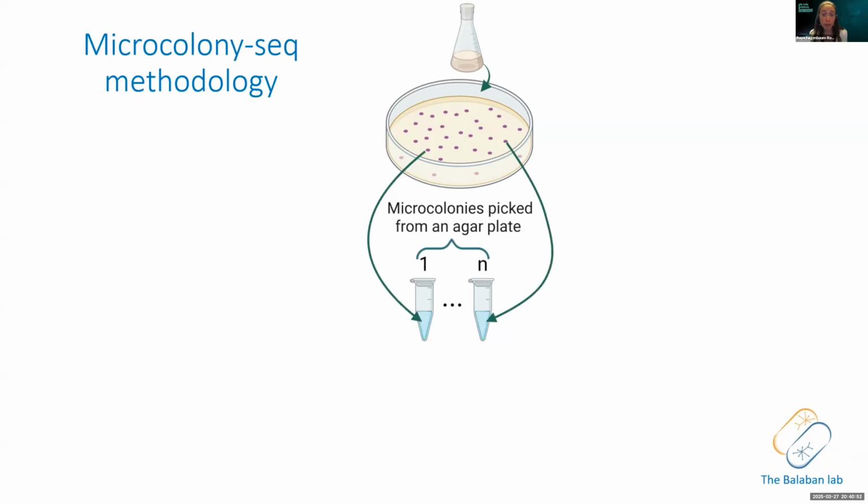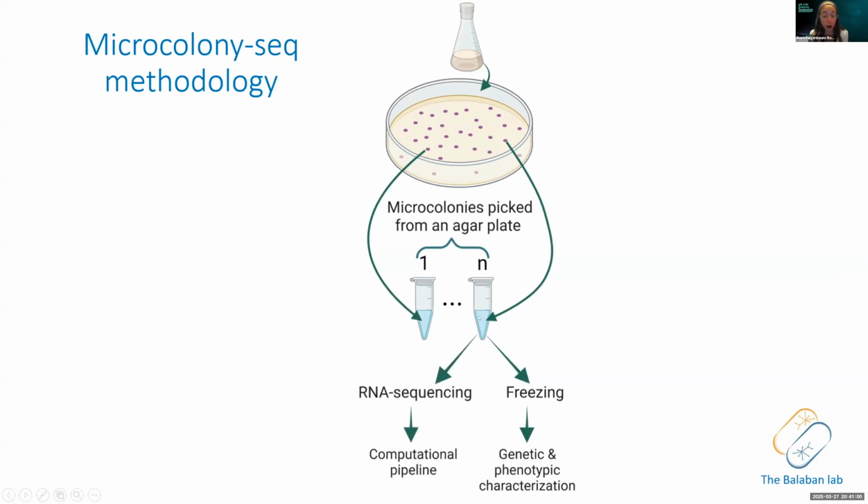We simply pick each microcolony and we freeze part of it for further characterization and whole genome sequencing. And we also apply RNA sequencing on the microcolony. So we use bulk RNA sequencing, but not on the entire culture, but on the individual microcolonies formed from the culture. And then we have a computational pipeline that enables us to determine the subpopulations.